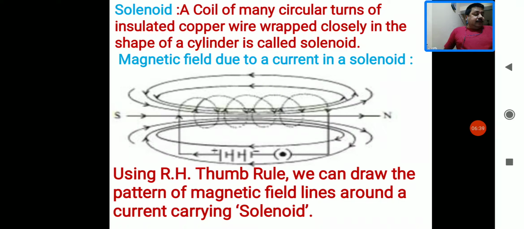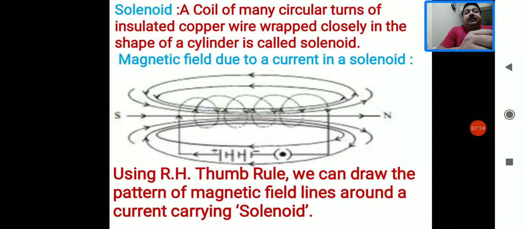Solenoid is a Greek word, it means channel. You can see in the figure. First, you should know the definition of the solenoid: a coil of many circular turns of insulated copper wire wrapped closely in the shape of a cylinder is called a solenoid. There are different types of definitions also.